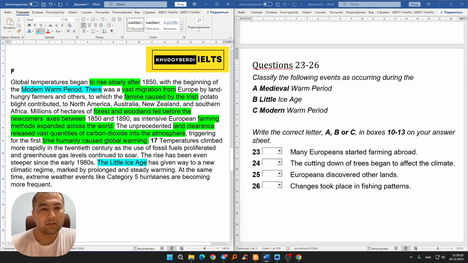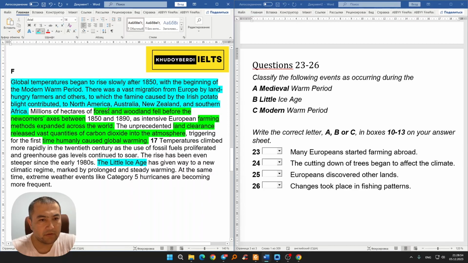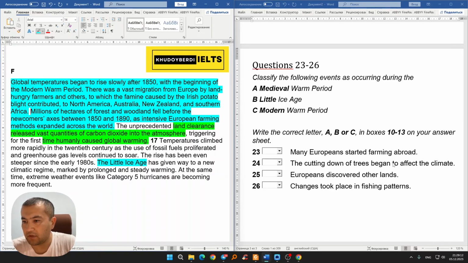So now I'm going to do my best to read. Okay, so global temperatures began to rise slowly after 1850 with the beginning of the modern warm period. There was a vast migration from Europe by land hungry farmers and others, to which the famine caused by the Irish potato blight contributed, to North America, Australia, New Zealand, and Southern Africa. And millions of hectares of forest and woodland fell before the newcomers' axes between 1850 and 1890 as intensive European farming methods expanded across the world.